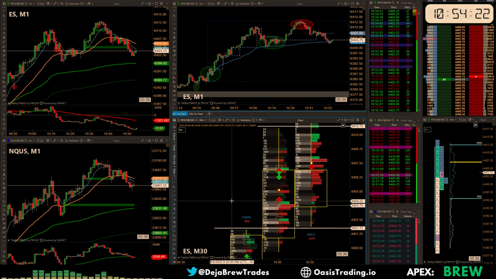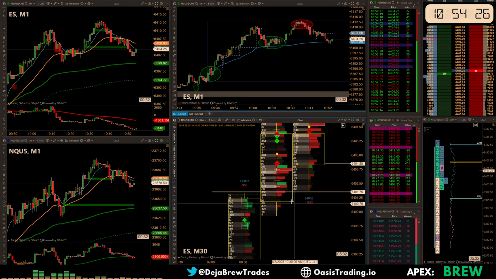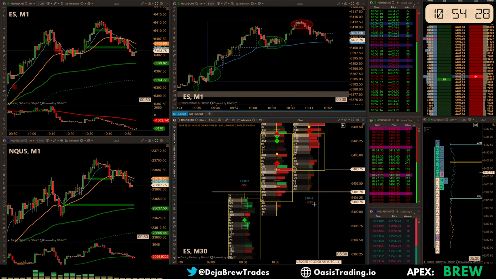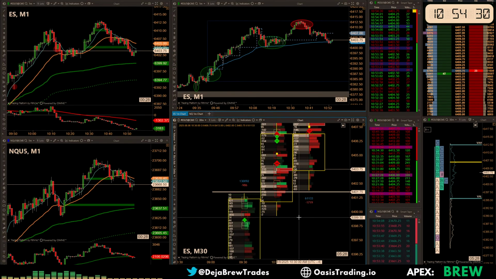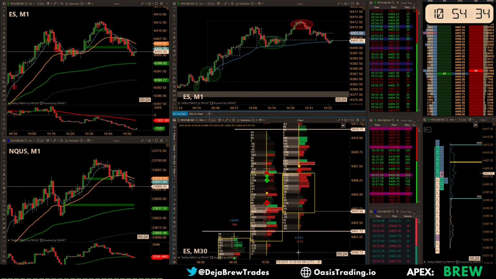Okay, technically we are still one time framing until this 30-minute low gets taken out. So the buyers are going to protect this, or they're going to try, right? They're going to try to protect this 30-minute low so they continue that one time frame.